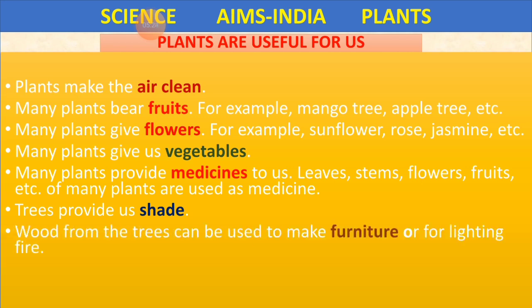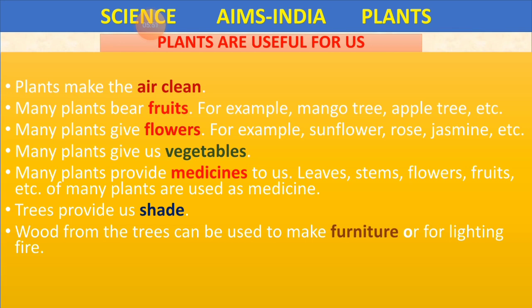Then wood from the trees can be used to make furniture or for lighting fire. So every house has got furniture like sofa, cot, dining table, dressing table, whatever it may be. So all that furniture, especially wood furniture, is made from plants. Where do we get wood? From the plants. Okay, children?